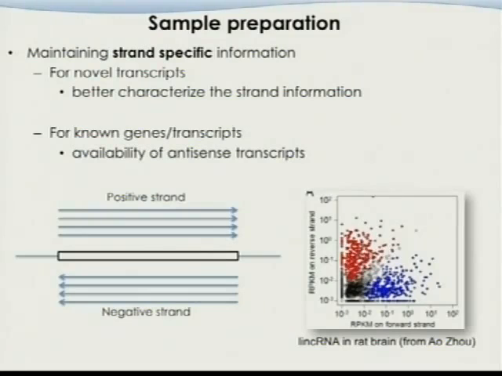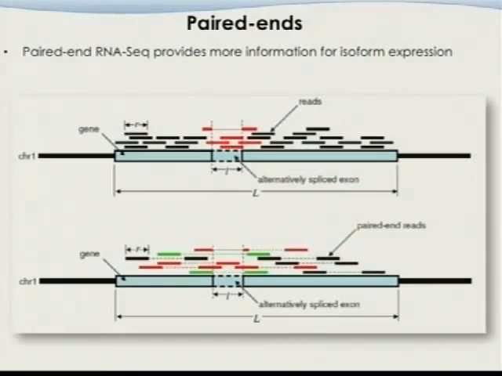Even for the known genes and transcripts, sometimes people are interested in that because, in theory, you can identify antisense transcripts based on this type of assay. Another consideration is whether you want to do paired ends or single ends, and of course, paired-end RNA sequencing provides more information for isoform expression.